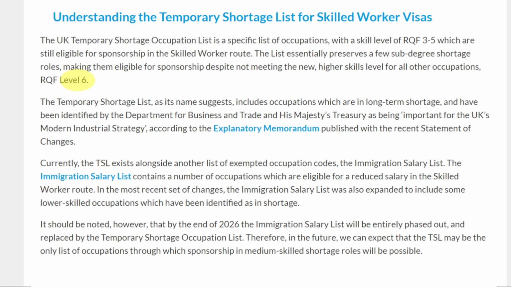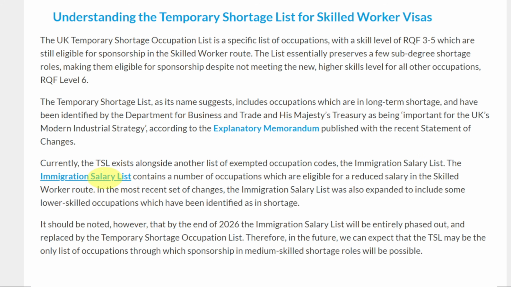RQF level 6. The temporary shortage list, as its name suggests, includes occupations which are in long-term shortage and have been identified by the Department for Business and Trade and His Majesty's Treasury as being important for the UK's modern industrial strategy. Currently, the TSOL exists alongside another list of exempted occupation codes, which we call the immigration salary list.